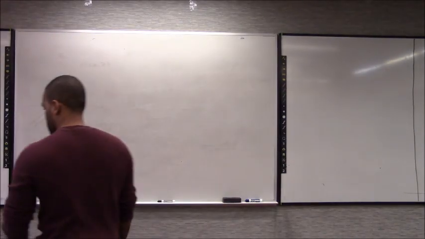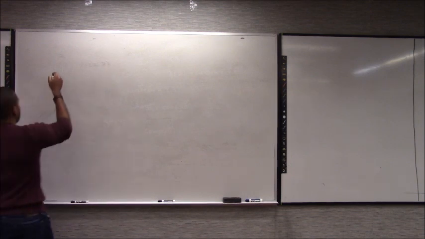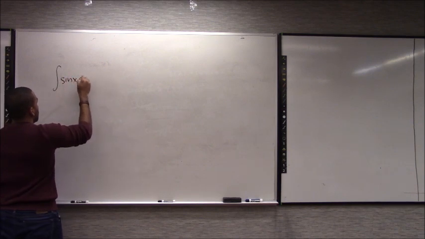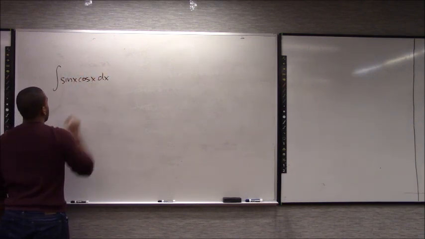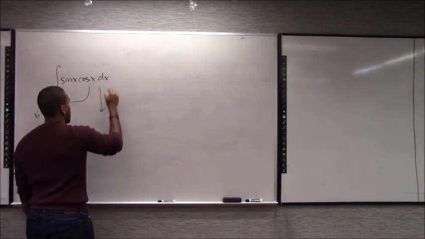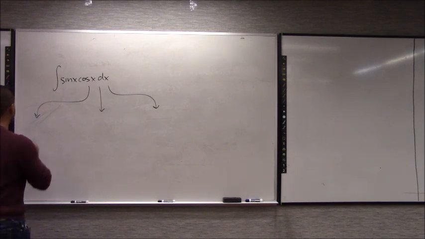Alright, let's continue. So, last time we ended with a question. Why was this okay? We had sine of x, cosine of x, dx. And we saw that that could end up in like 3 different yet equally correct ways.